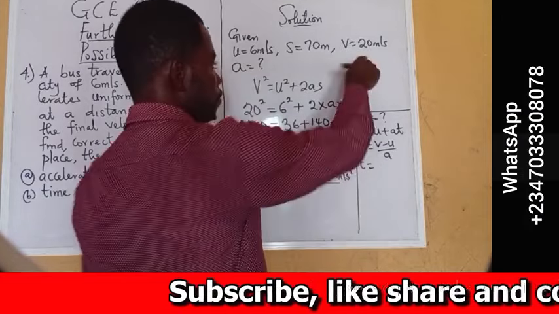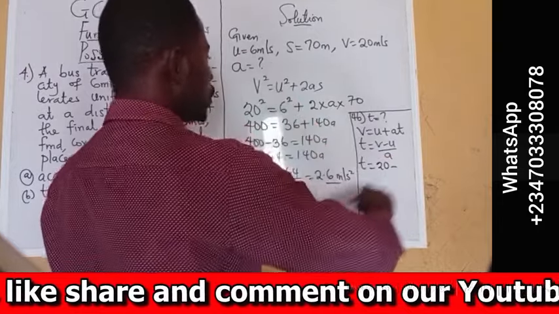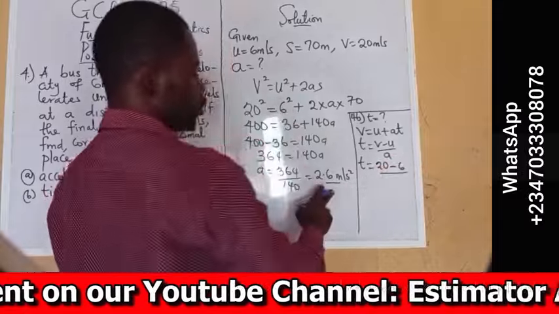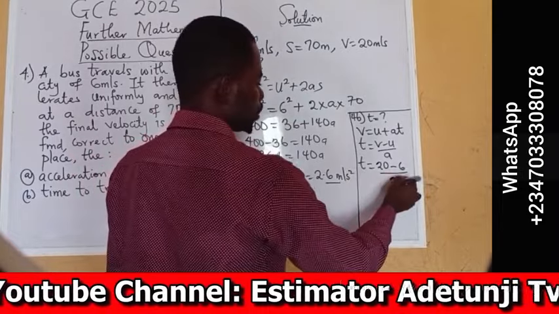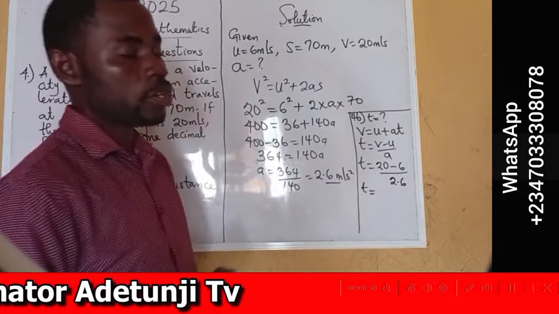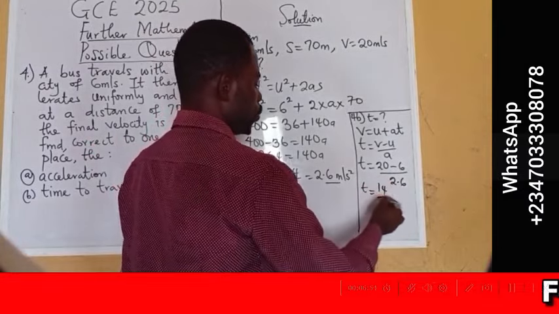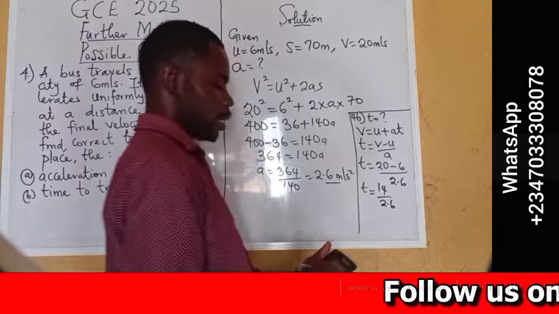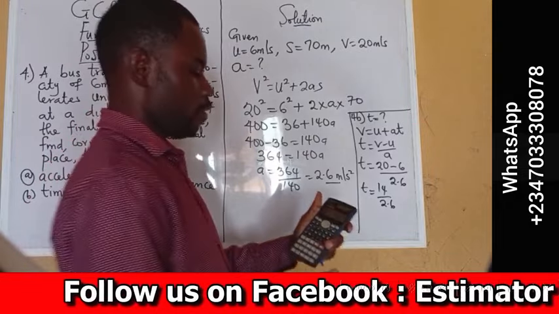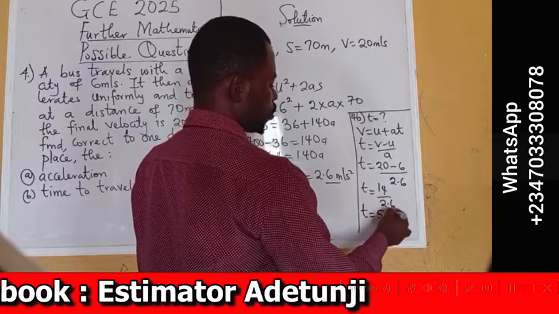What's my v? My v is 20 minus my u, which is 6. And the acceleration is what I just got now, 2.6. So using the calculator, 20 minus 6 is what? Give me the answer in the comment box. 20 minus 6 is 14. So 14 over 2.6, using my calculator, 14 divided by 2.6 gives me 5.38.